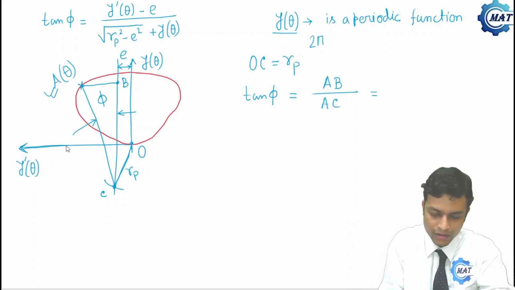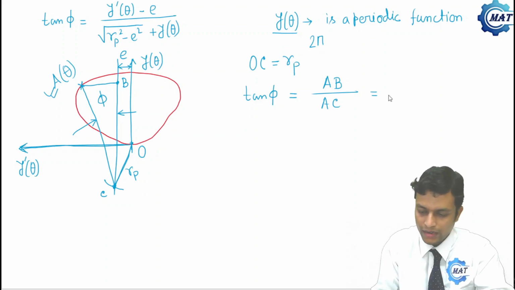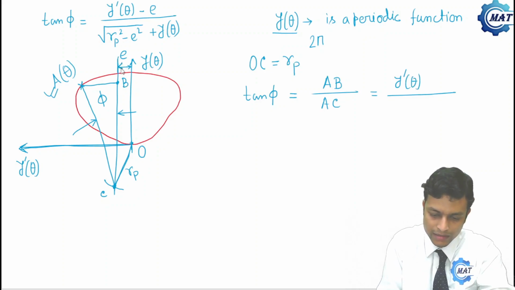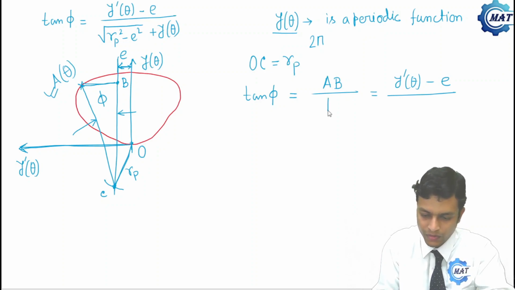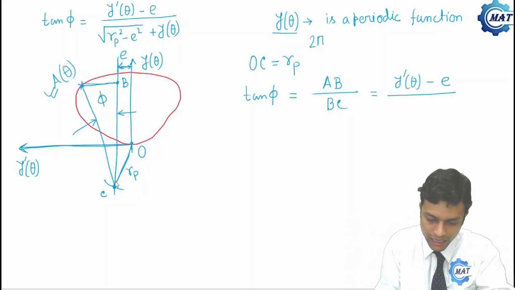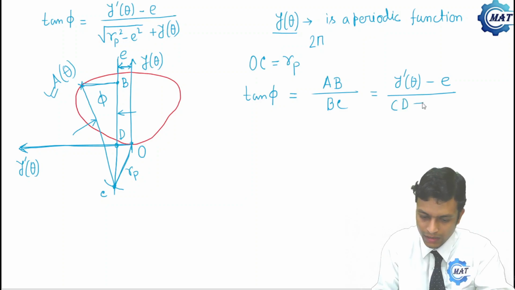This coordinate, that is the y theta coordinate of point A, is y dot theta, and this length is E, so y dot theta minus E. Now what is, I'm very sorry, tan of theta will be AB, this is the perpendicular, by base, that is BC. Now what is BC? This height, say this point is D, that is CD plus DP.